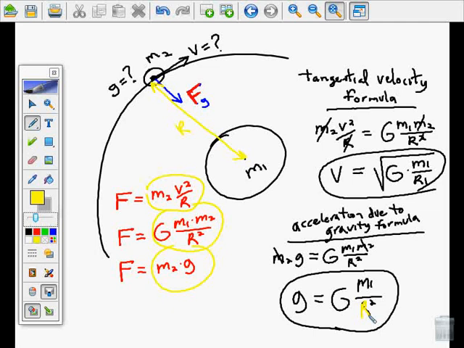However, sometimes you're asked to calculate the acceleration due to gravity on the surface of a planet. You're asked, hey, what's the acceleration due to gravity right here on the surface? Well, if you're going to use that, then you would use the radius of the planet. I'll call r sub p, the radius of the planet. So if you want to get the acceleration due to gravity on the surface, then you just use the radius of the planet squared.